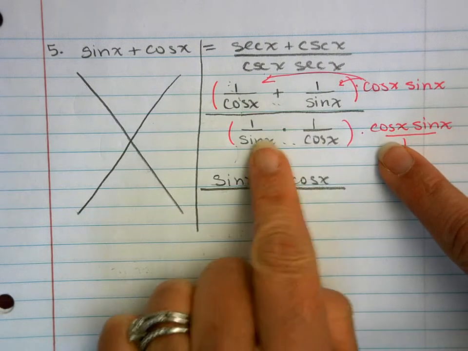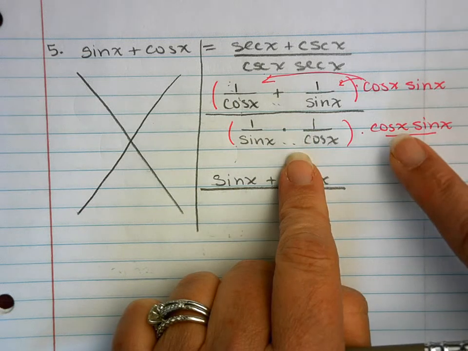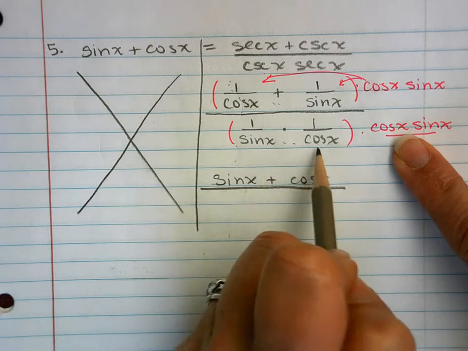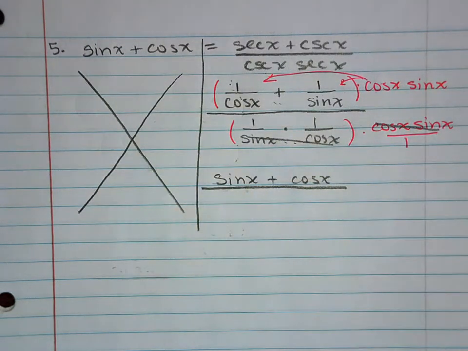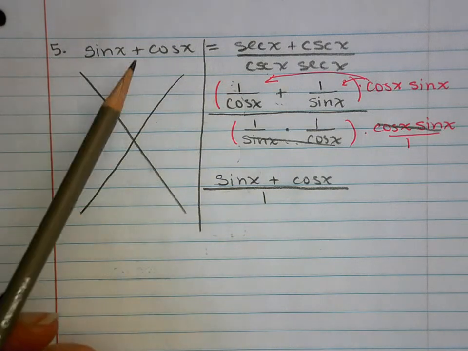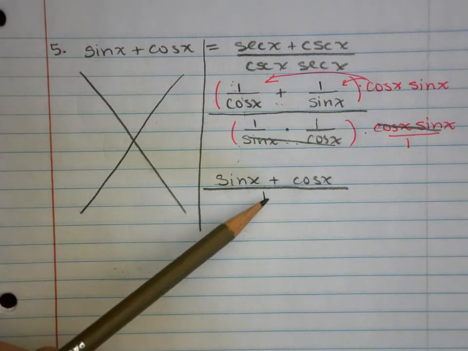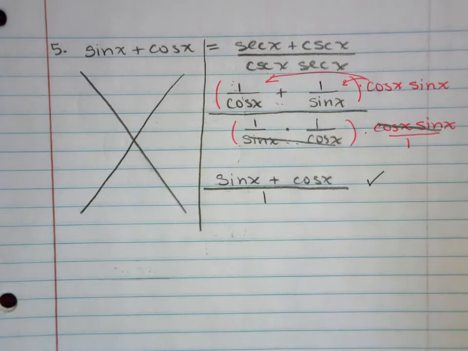And then right here, this is really just the same as 1 over sine of x cosine of x. And so this is cosine sine over 1. So then both of these are going to cancel with both of these, leaving just a 1 on the bottom. And so then we're done, because now I have sine of x plus cosine of x is equal to itself. And so that's the end of that proof. Okay.